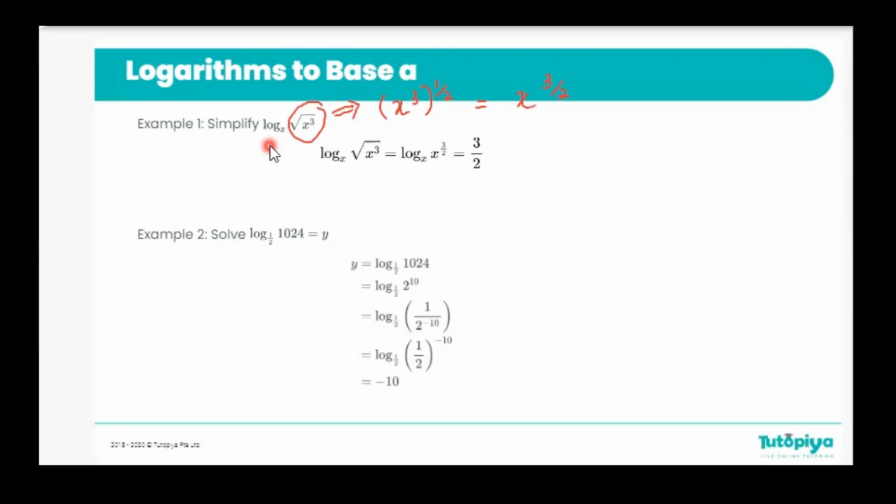So if I rewrite this, I can say log x to the power 3 over 2 to the base x. What's the answer for this? Because of our log law, we know that log a to the power x, to the base a, is also going to be x. And in this case, our answer should be just 3 over 2. There we go.